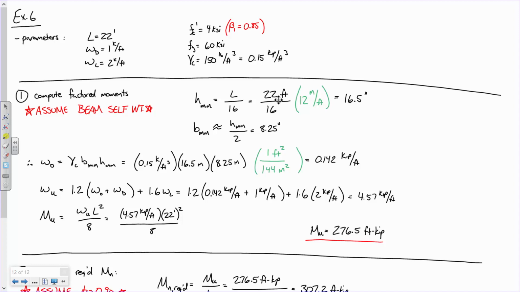So just make sure you're aware of that. Okay? Now, so we're going into step 1. We're determining factored moments. One of the things that we do not know is the beam self-weight because we haven't designed the beam. So we used ACI requirements to give us some guidance on how to guess how much the beam weighs. Now, in all honesty, this is probably an underestimate.